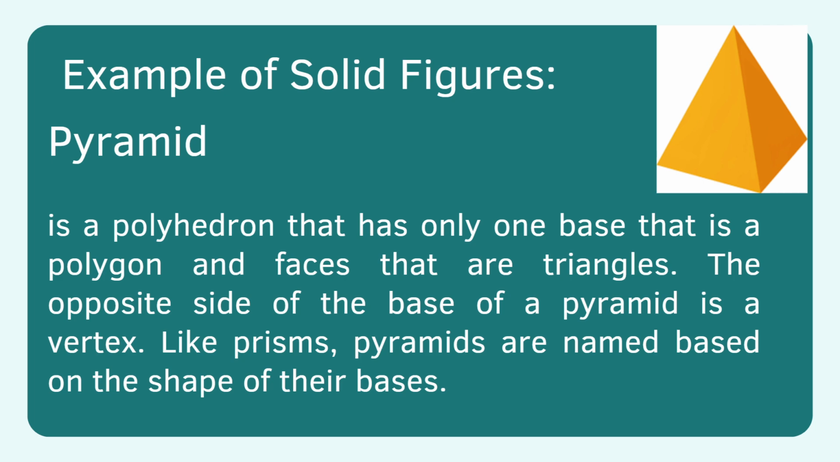Solid figures are made up of faces. These are the flat surfaces of the solid figure. Most faces are plane figures. We have edges. These are lines where two faces meet. Vertices. These are the points where edges meet. A single point is called a vertex. So let's look at some examples of solid figures.